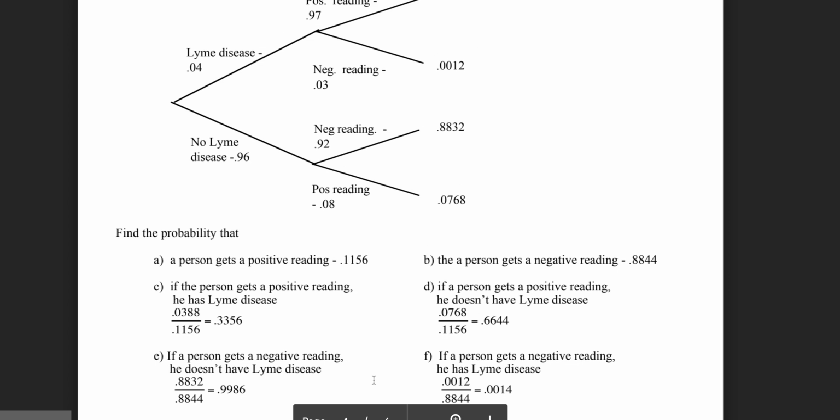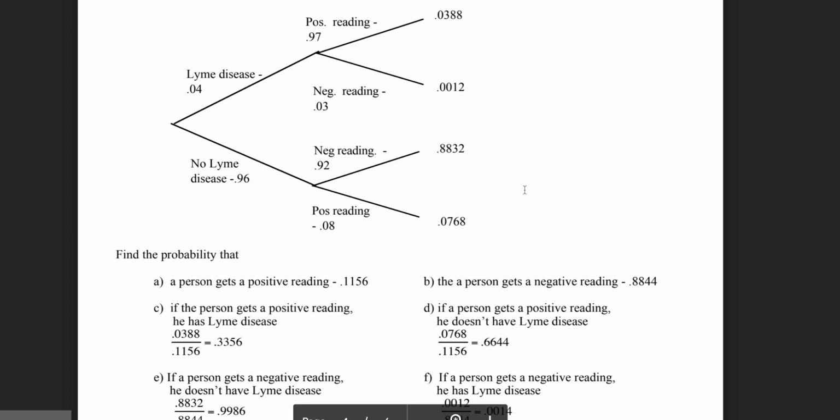All right, part C. If the person gets a positive reading, what's the probability that they actually have Lyme disease? So the positive reading is the total, right? These two. So this plus this gave us our 11.56, so that's on the bottom. So out of those people who got a positive reading, what's the probability you actually have Lyme disease? Well, actually having it with a positive reading is 3.8% here. So you do that division.